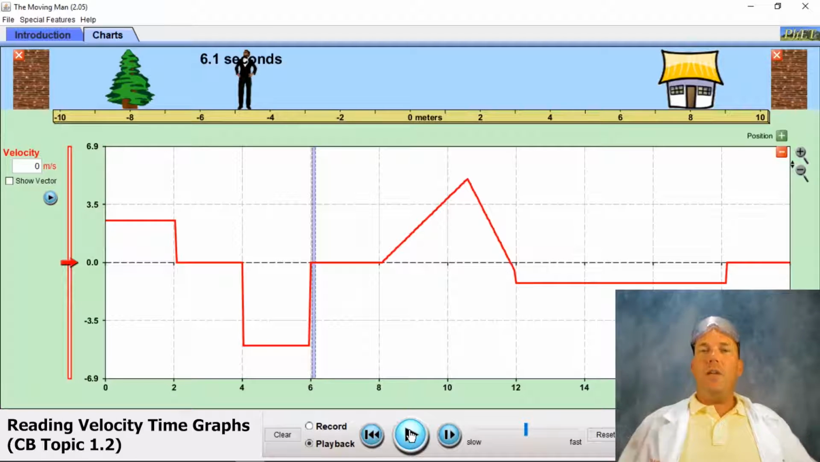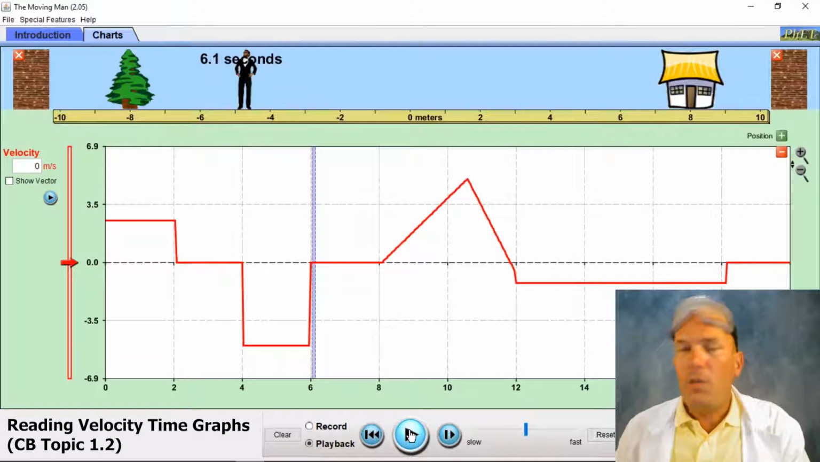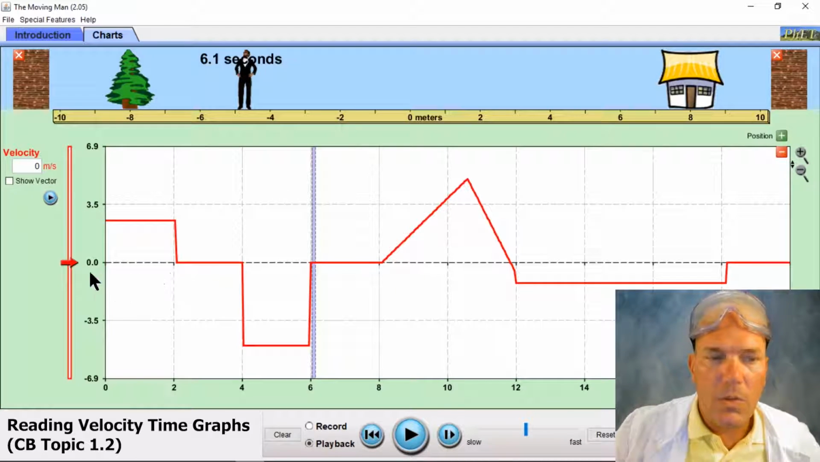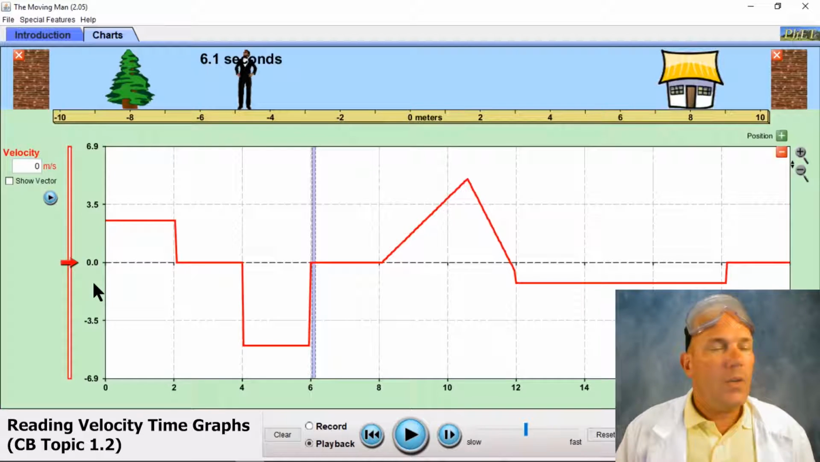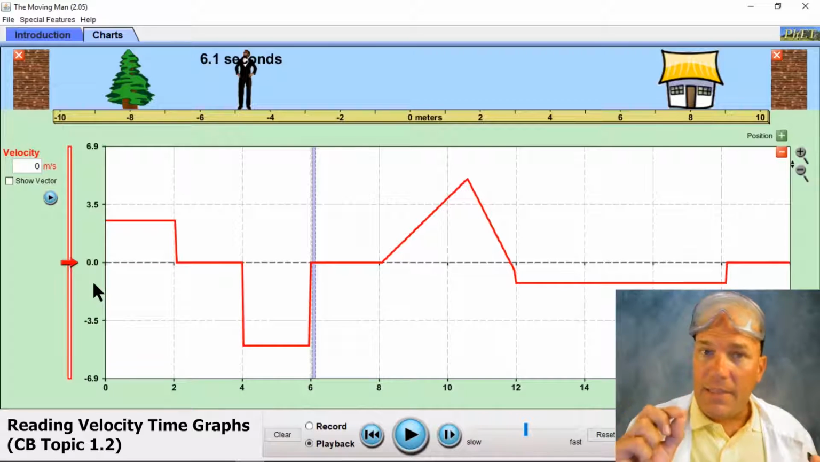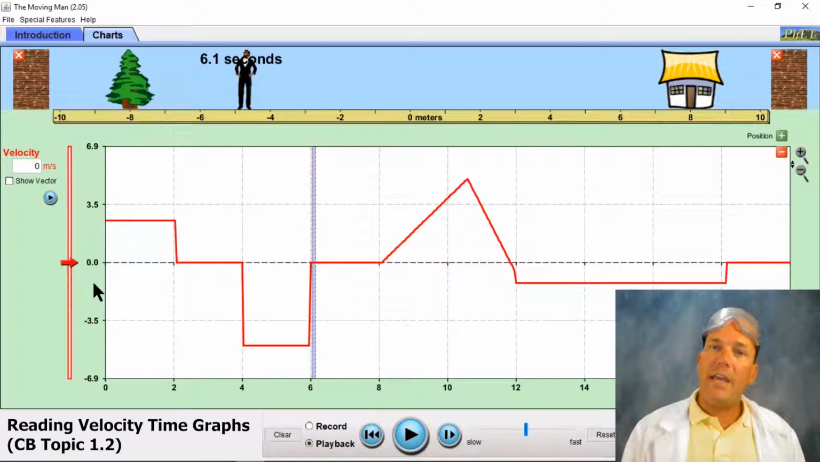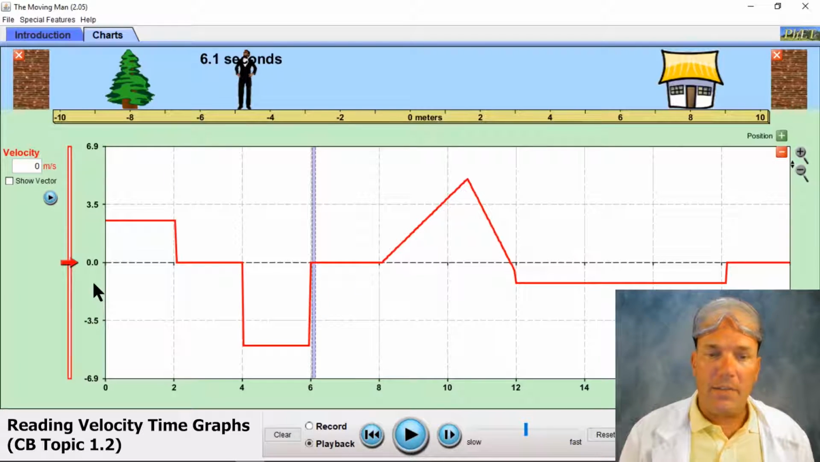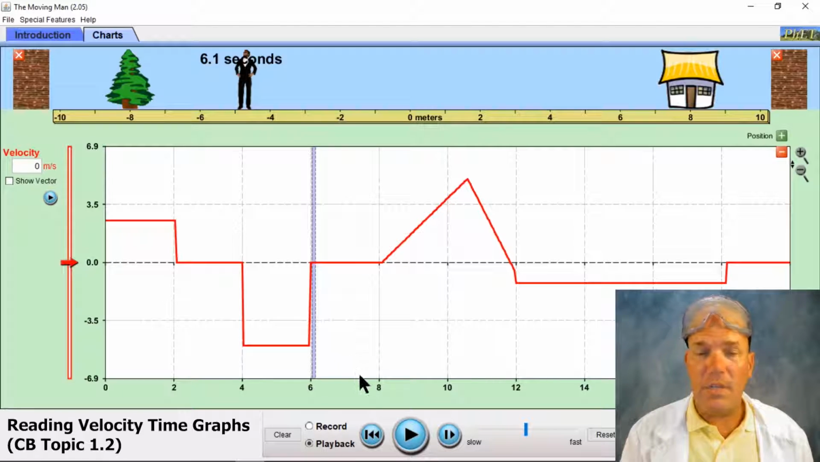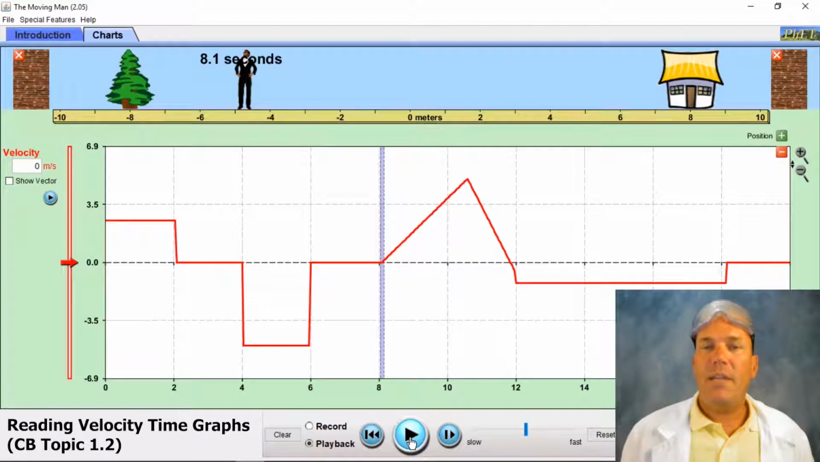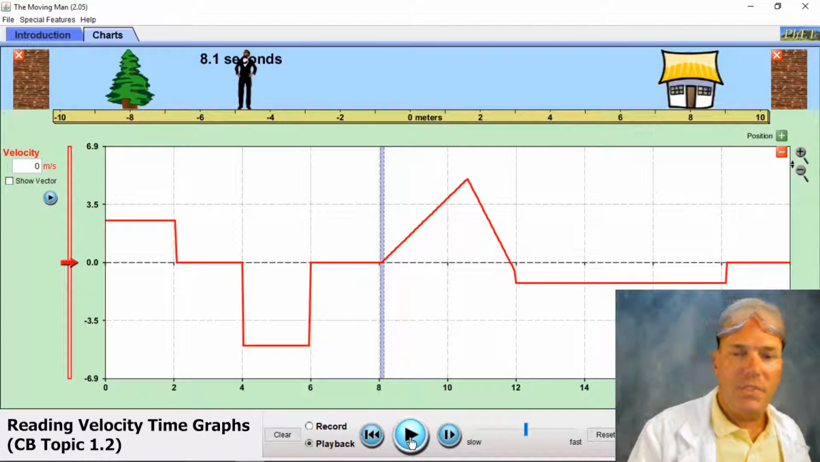Then we get to another area where we are back along the horizontal axis, which corresponds to 0. So guys, anywhere this line is along that axis or crosses that axis, at that instant or for that duration of time, the object is stopped. That is a fact. So now we see for a duration of time, the moving man's going to hang out here. And again, notice the moving man is to the left of the initial starting position.